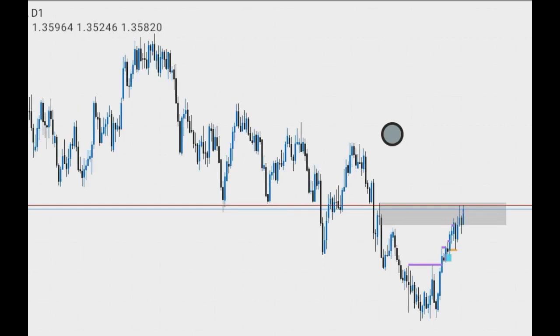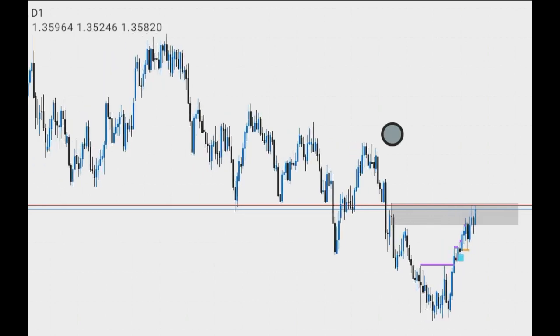So let's get started. Well, I start with the daily time frame. This is pound dollar daily time frame. It is best for you to start from the higher time frame to be able to know your directional bias.